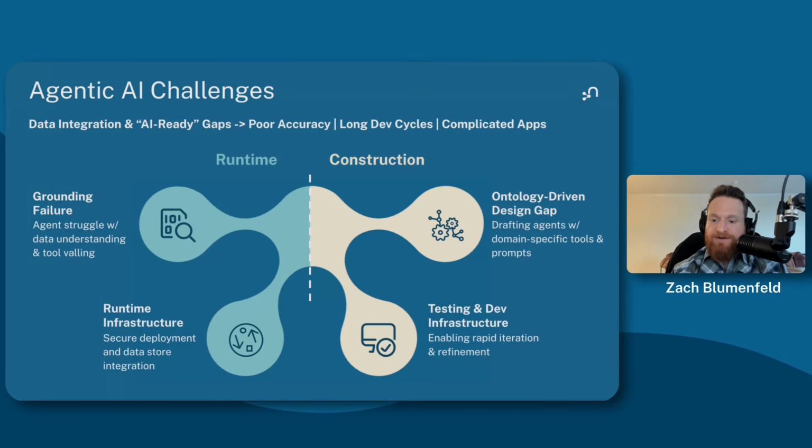And then the second part of that is the actual testing and development that comes after that. So do you have the infrastructure that enables rapid iteration and refinement and testing and debugging and evaluation of agents and all of these things to really get it to a point where you can productize it and actually use it in a production scenario?